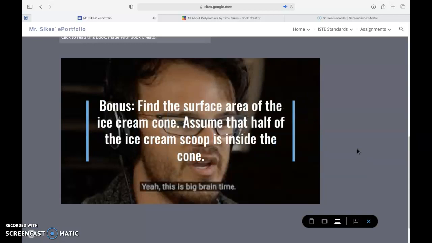Assume that half of the ice cream scoop is inside of the cone. You don't have to count this part for the surface area. I have not provided any equations or help for this, so if you solve it on your own and get the correct answer, you will receive bonus points on your test.